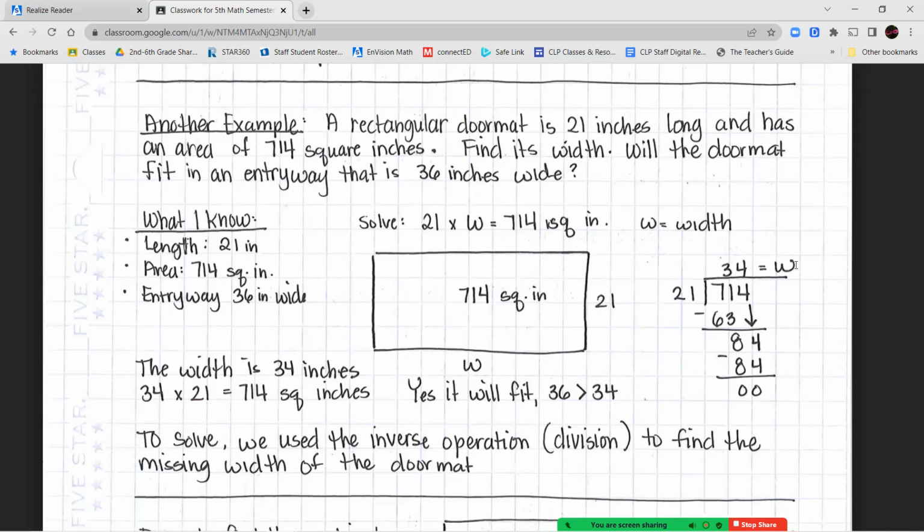So I figured out the width, but the question that I was being asked in the main problem was, will it fit in an entryway that's 36 inches wide?